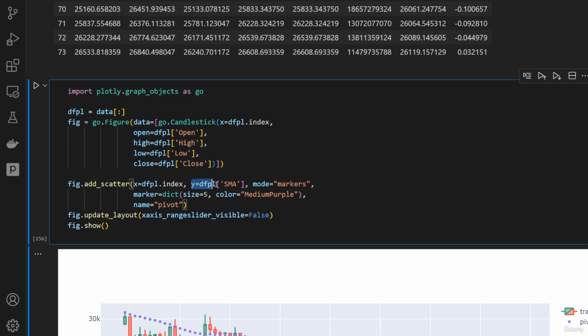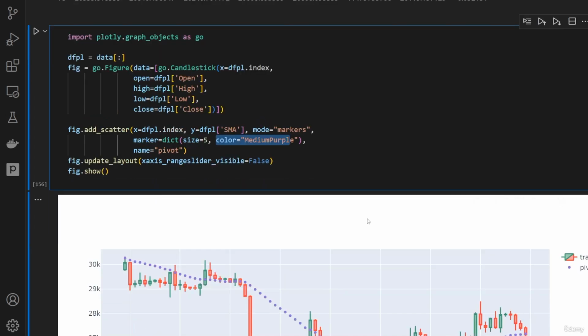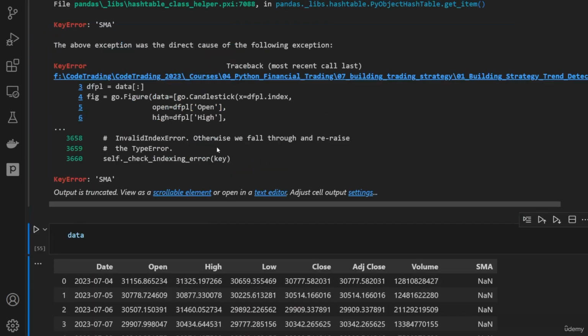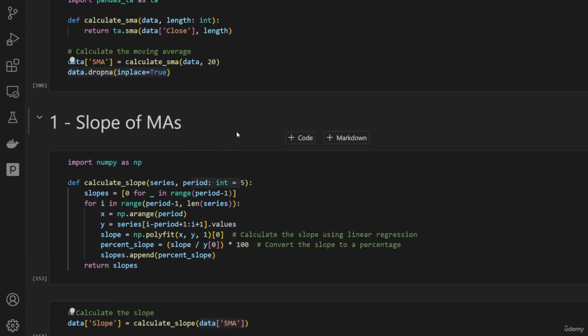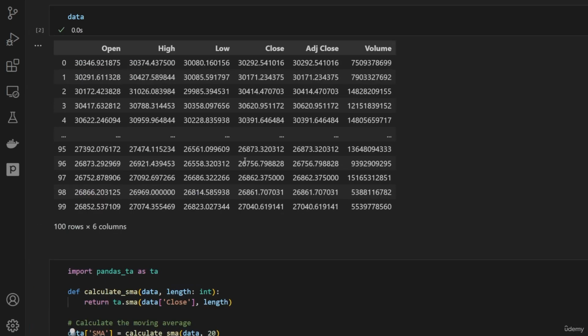And y is equal to the SMA, so we're adding the SMA just to verify if our slope calculation is working correctly. So I'm using mode equal to markers and providing a size and a color for the markers, and the name, let's call it SMA here. And we should compute the SMA first.